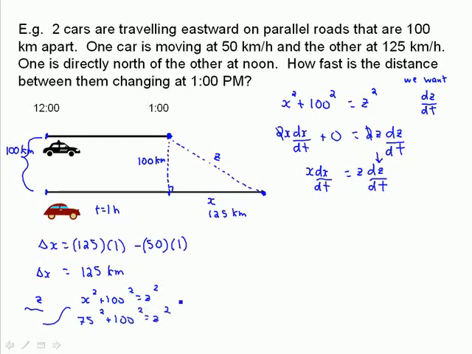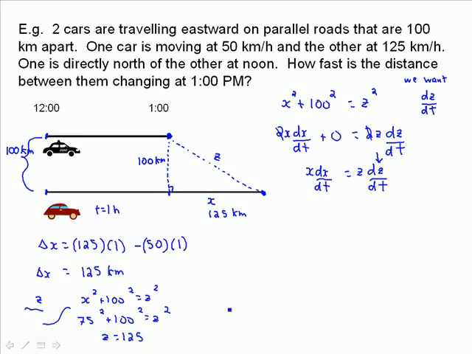So do the math on that, square them, and then take the square root. We should get a clean number. No decimals with this one. So 75 squared plus 100 squared. Take the square root, and you'll get 125. So z is equal to 125.